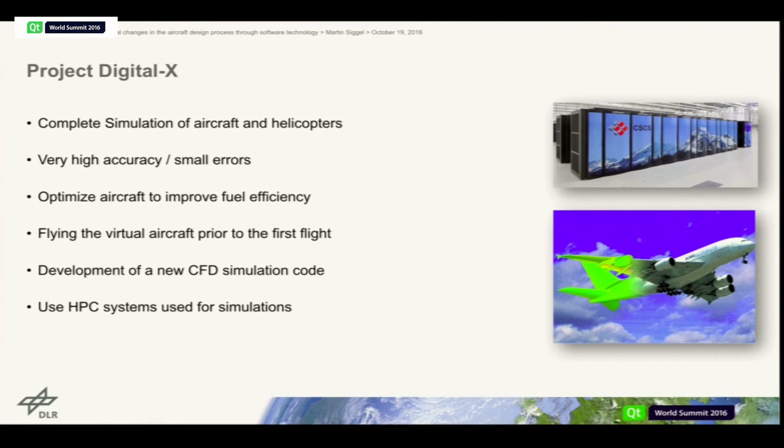We developed a new fluid dynamics code, so that's the aero code for the aerodynamics, which is using high-performance computers and has massively parallel data structures in it in order to run efficiently, and still it takes a lot of time to do these aero calculations.